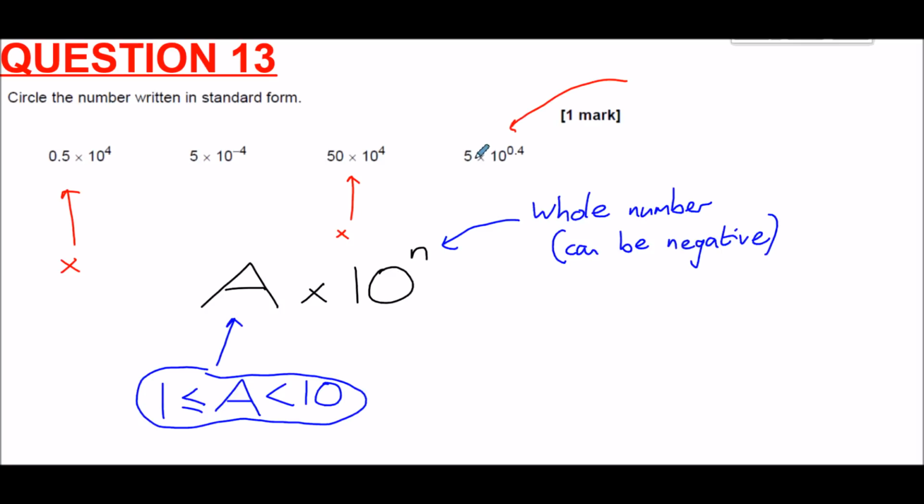This one, the 5 part, is between 1 and 10, so that looks okay, but the power of 10 needs to be a whole number, and 0.4 isn't a whole number. The only one that fits is this one here. 5's between 1 and 10, and minus 4 is just a negative whole number, so that's the one we need to be circling.